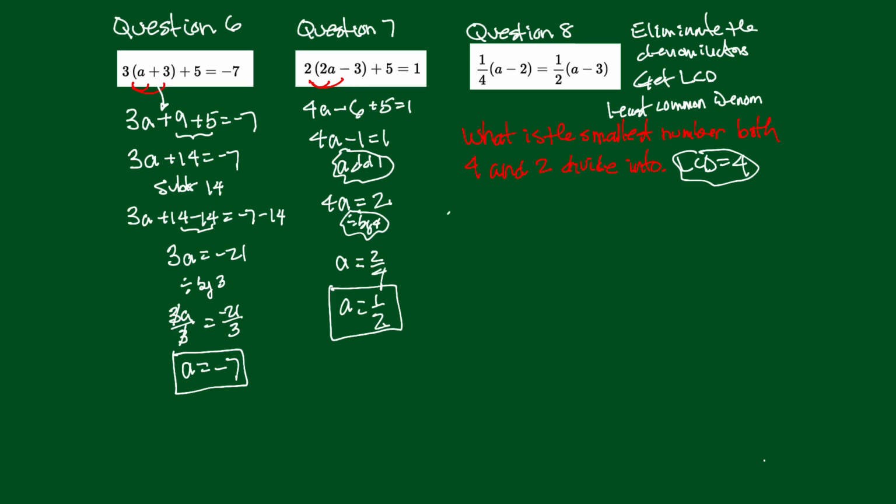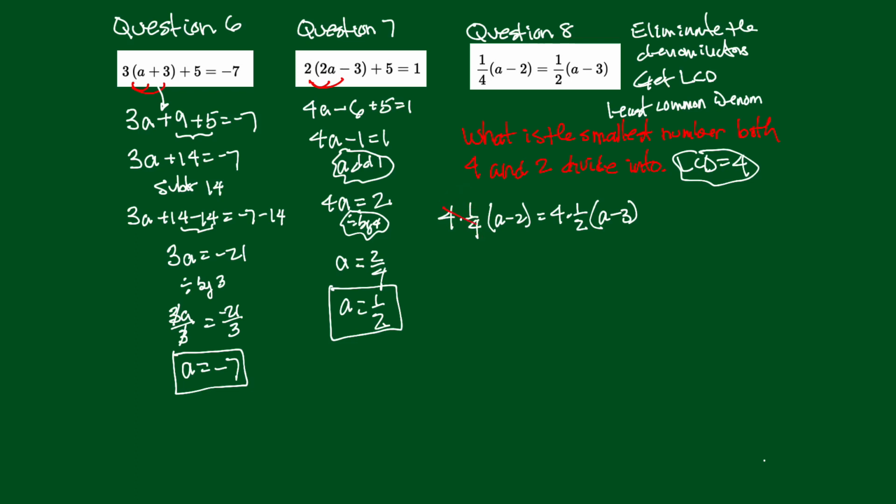So it's going to look like this. 4 times 1/4, and then parentheses a minus 2, equals 4 times 1/2, parentheses a minus 3. So you see what I've done? I found the LCD, the smallest number that both of these divide into, and I wrote it on both sides of the equation as a multiplication. Now here's what that does. On the left side, 4 times 1/4, what's 1/4 of 4? Or 4 times 1, right? 4 times 1 is 4, divided by 4.